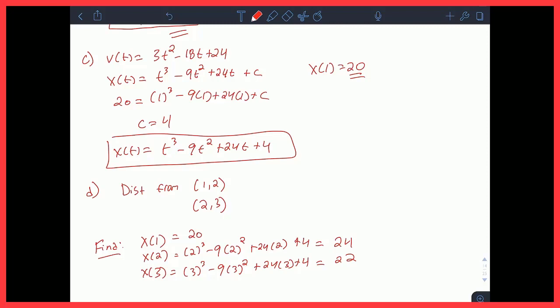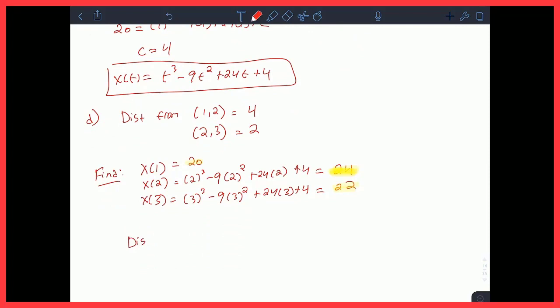So let's consider the distance. So the distance from 1 to 2, particle starts at 20, particle moves to 24. That's a total of 4 distance, or 4 meters, or whatever I'm measuring this in. Then, particle starts this time right here at 24. Particle goes to 22. That is a total distance of 2 meters or feet or whatever. That means that the total distance on 1 to 3 is equal to 4 plus 2, which is equal to 6.